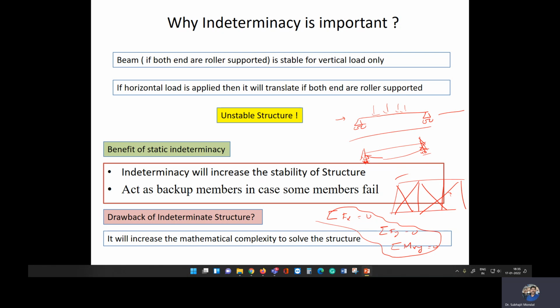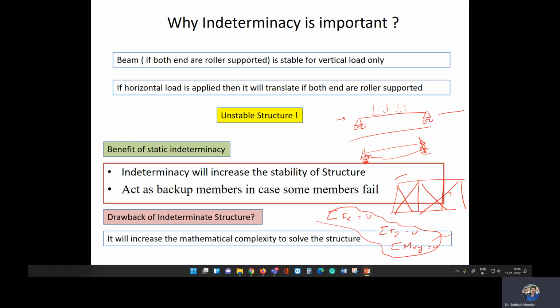Once we increase the indeterminacy, these equilibrium conditions alone will not be sufficient to solve the structure and get all the unknowns. We need extra information. Basically our mathematical calculation will increase for indeterminate structures.